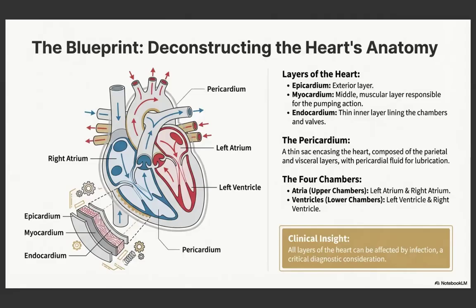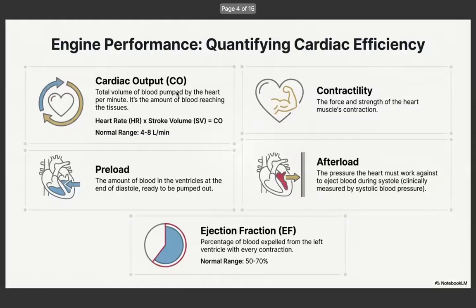And then your chambers. Your atria are the attics, they're the upper levels. Your ventricles are the vaults, or the lower levels. So, all in all, please don't forget that all layers of your heart can be affected by an infection. Remember, infections don't discriminate, so they can attack any portion of this heart. Oops.